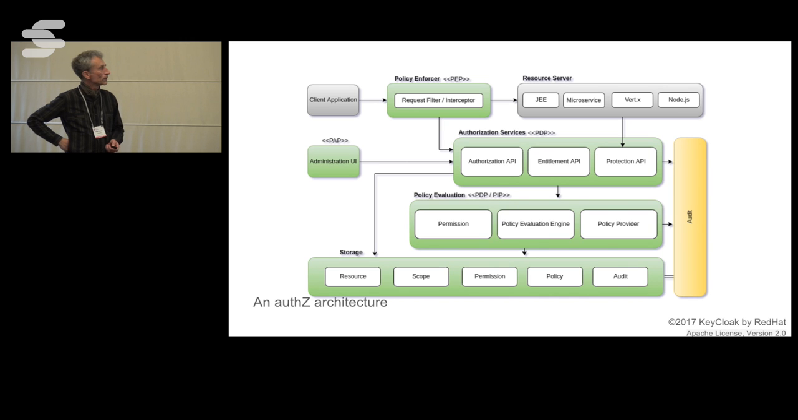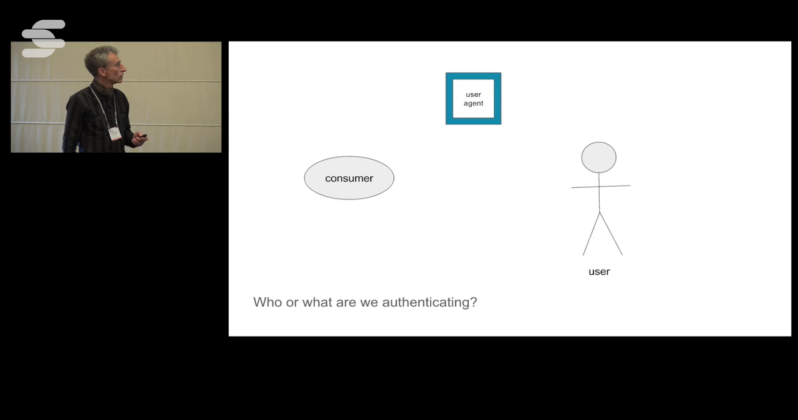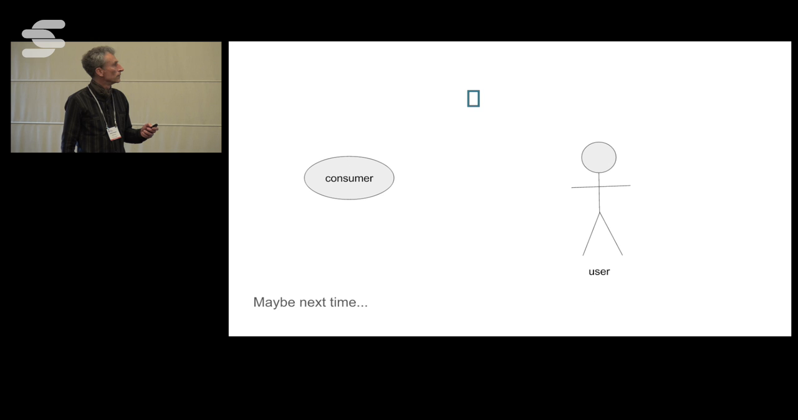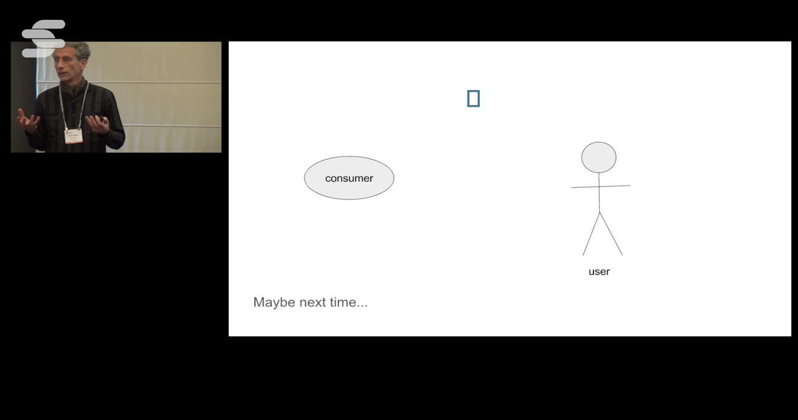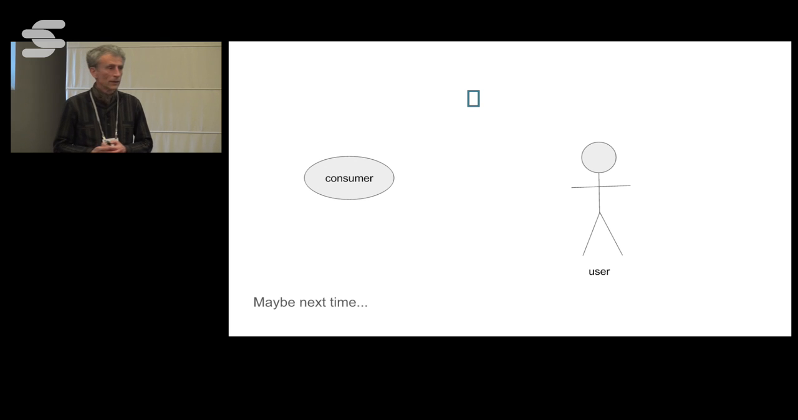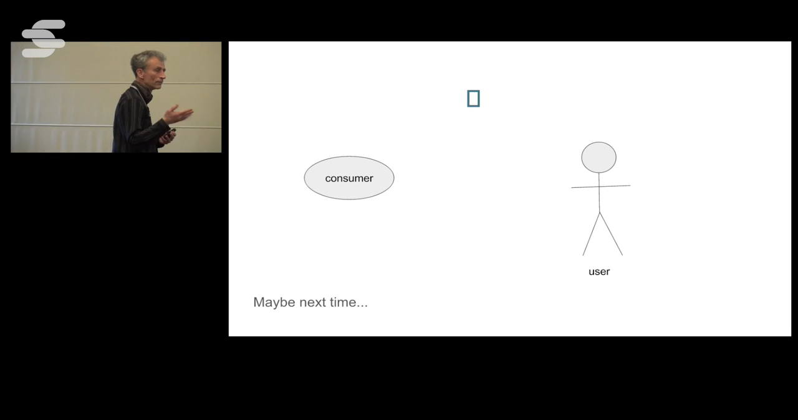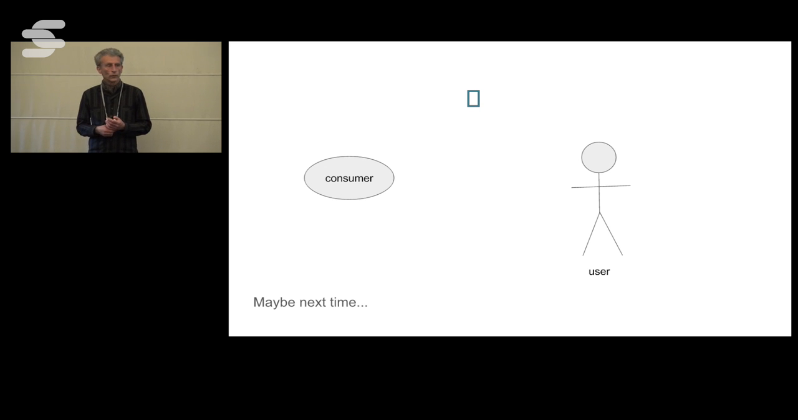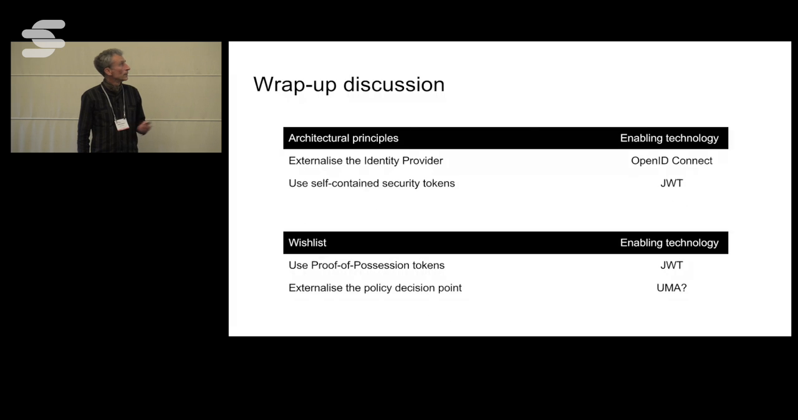I'm going to have to skip the bit on my wish list about externalizing the PDP, the authorization decision. I meant to say that perhaps we should also be authenticating the user agent, because after all, they're also in our TCB if we're building these kinds of applications, but I don't really have a good view on how to do that. That's all we have time for.